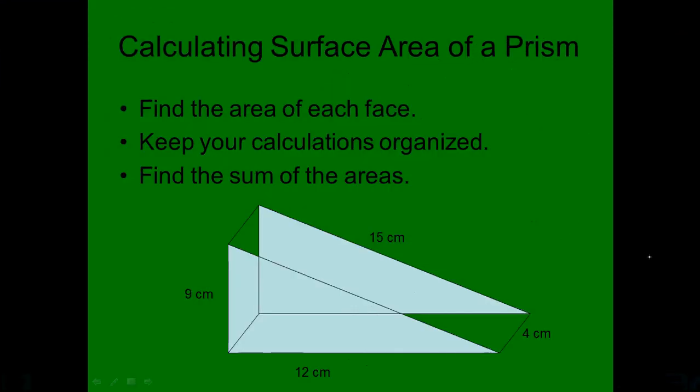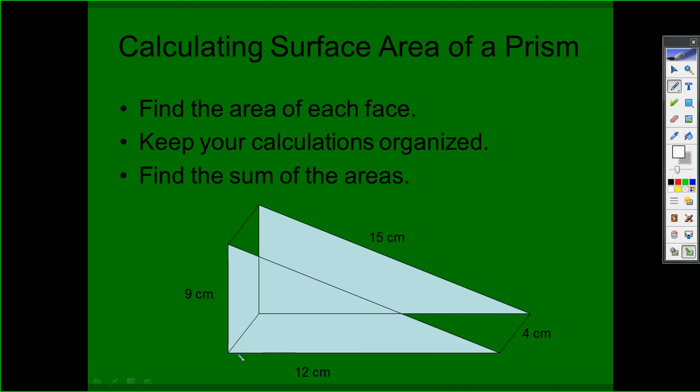If I look at this triangular prism, my triangle here is a right triangle. It's a right scalene, base of 12, a height of 9. So 12 times 9 divided by 2. That's how I find the area of a triangle. That's this front triangle, and I have a parallel and congruent triangle in the back. So I'm going to do times 2, and that takes care of both of my triangles. And when I do that, 12 times 9 is 108 divided by 2. Each triangle would be 54.